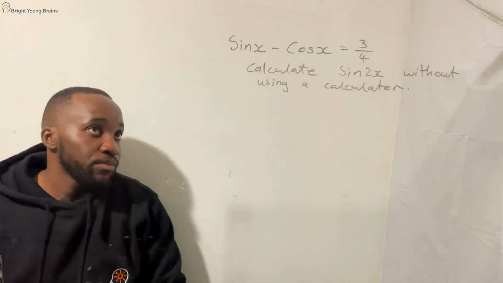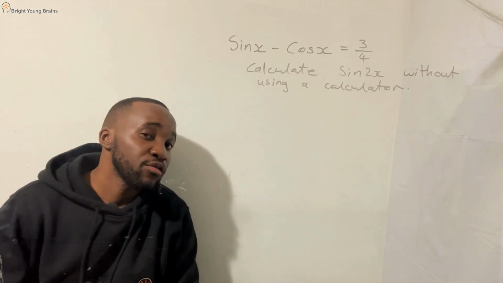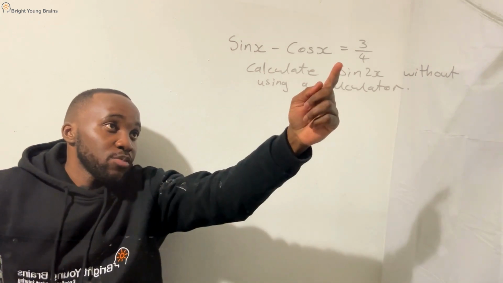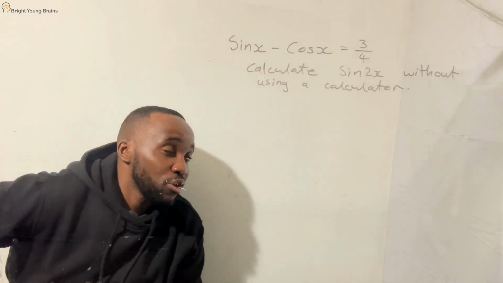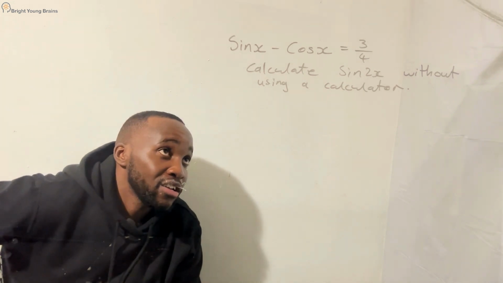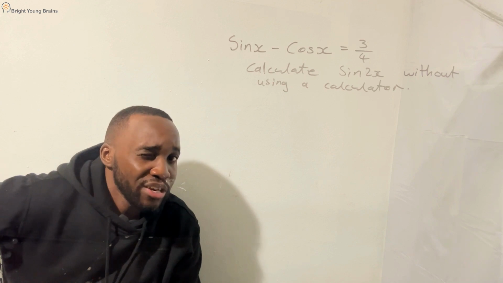There we go. So we are given this trigonometry question from a grade 12 past paper. We're given this expression equal to 3/4, and we're supposed to calculate the value of sine 2x without using a calculator. This is a 5-mark question, and the following is what we need to do.